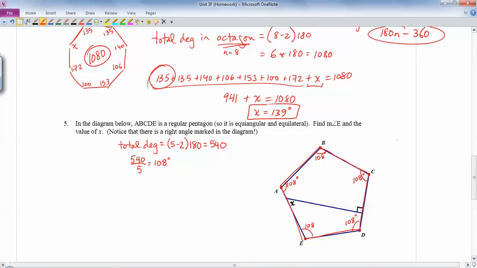Okay, so now we got a lot more info to work with. Let me move this 108 down just a little bit. Notice the 90 here, so this angle's got to be 90. And let me highlight this right here. So this one's x. This is a 108. This was a 108. That's a 90.